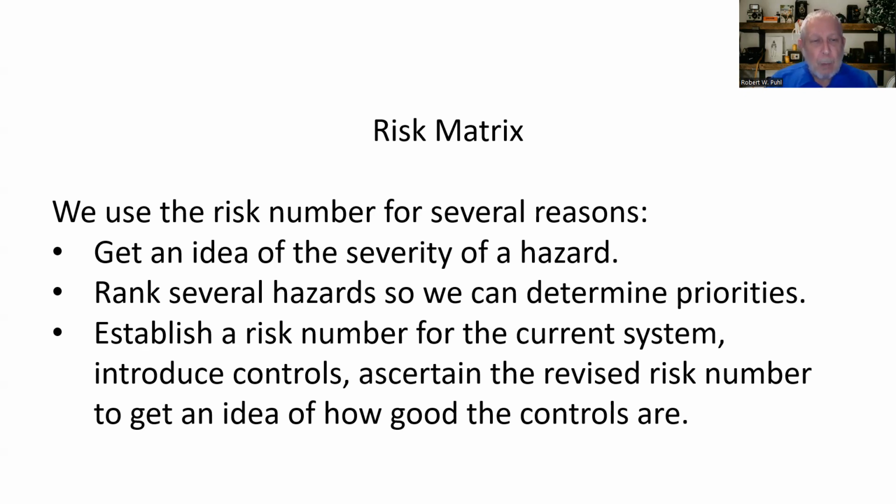Second, we can establish a risk number for the current system. In other words, we can analyze and say, this is the way we're doing it, and it's risk number 18, let's say. And then we can introduce controls and ascertain the revised risk number to get an idea of how good the controls are. So if we lower that risk from an 18 to a 6, something like that, well, then the controls have done some good.